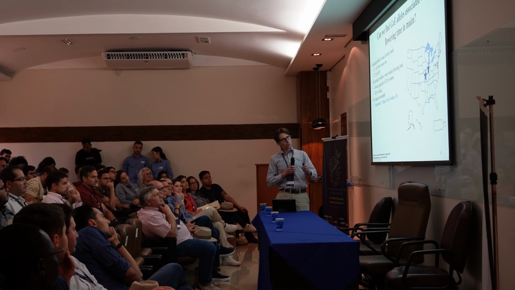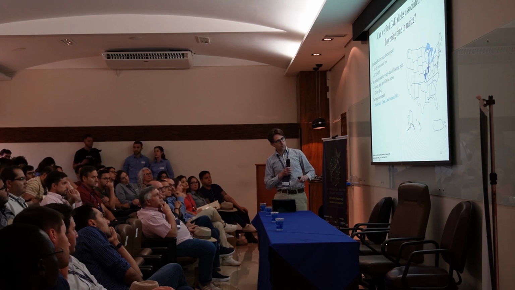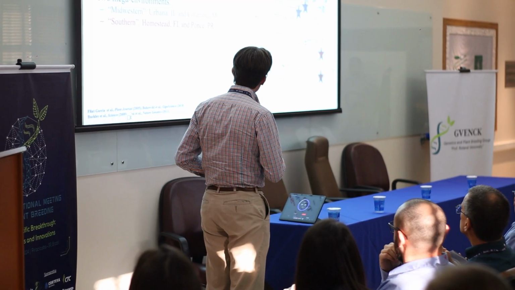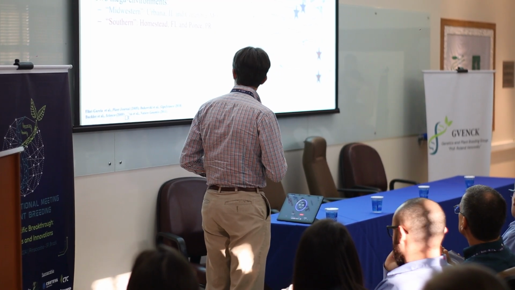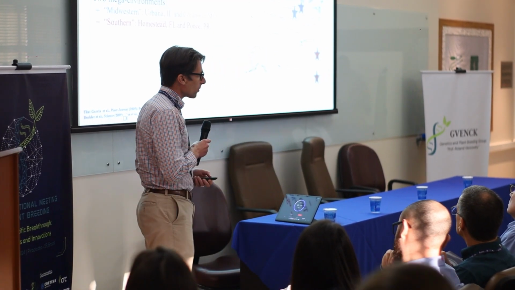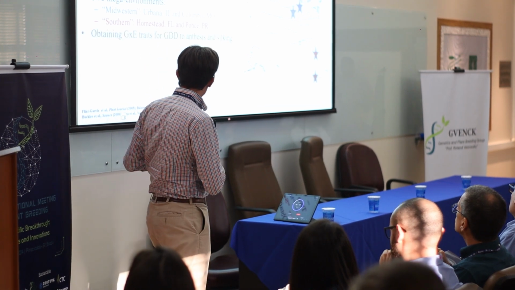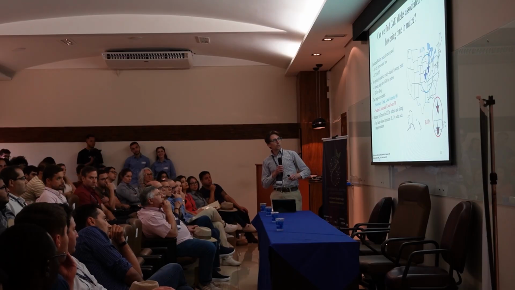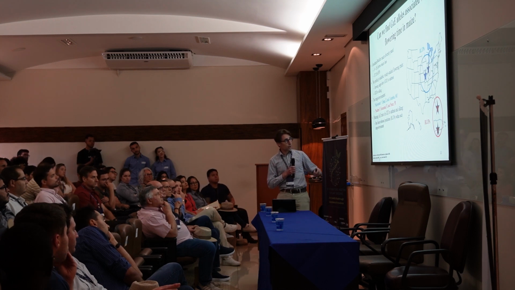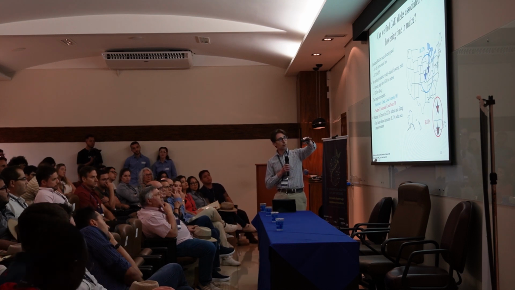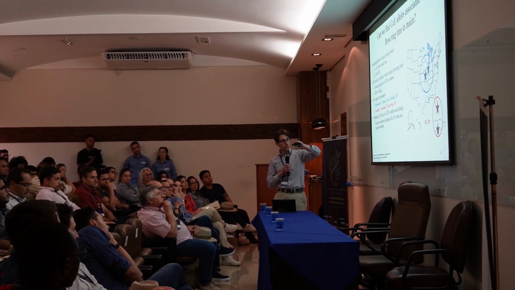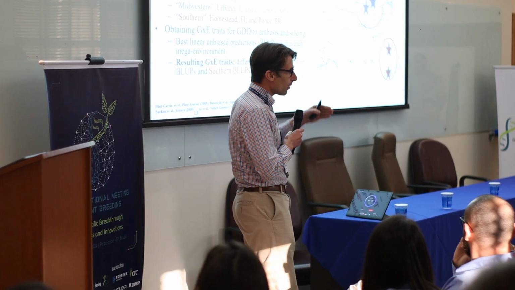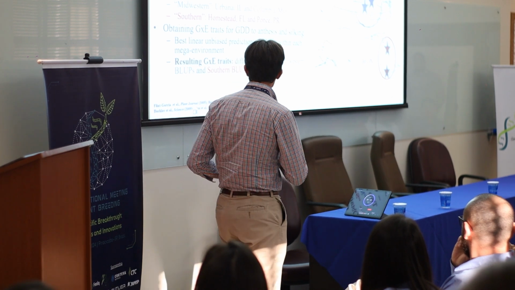We had 2 locations in the Midwest in the United States, indicated by these blue stars, and then 2 locations in the southern United States, indicated by these red stars. This is how we obtained our G by E traits. We obtained best linear unbiased predictions across the two blue environments and across the two red environments. Then we took the difference between BLUPs, and that was our Y variable.